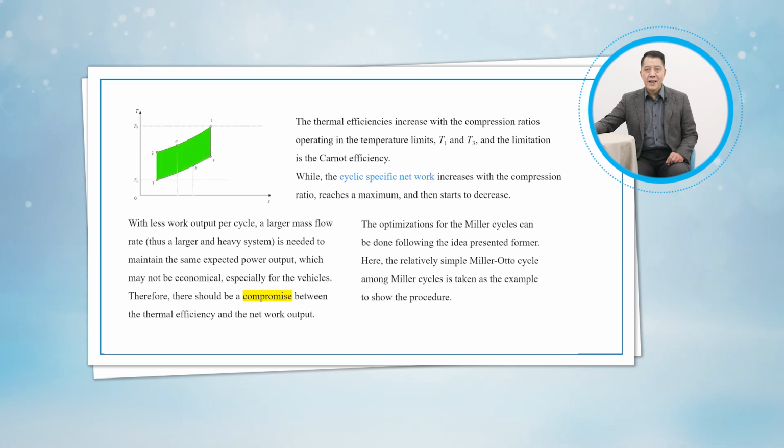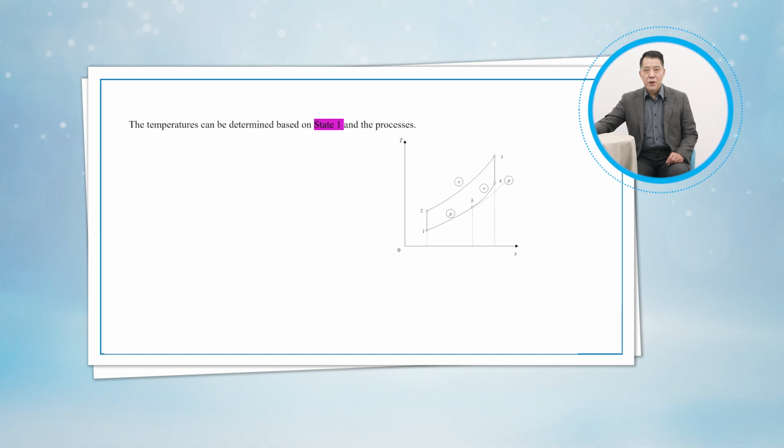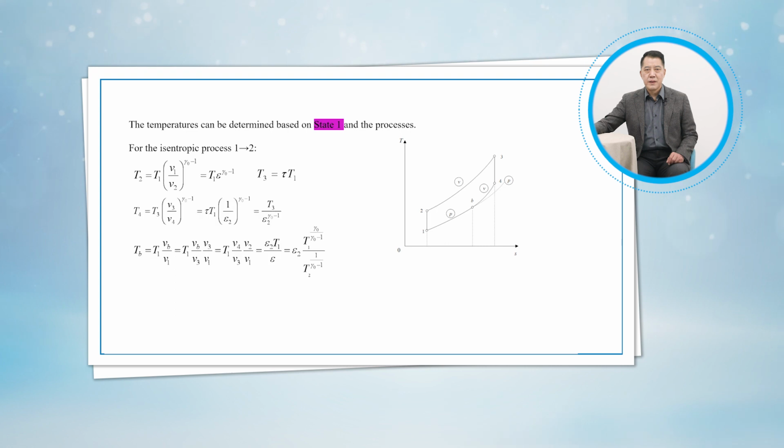Here, the relatively simple Miller-Otto cycle among Miller cycles is taken as an example to show the procedure. The temperature for each state can be determined based on state 1 and the process. For the isentropic compression process, state 1 to state 2, we have this relation. The other temperatures can be determined by definition.